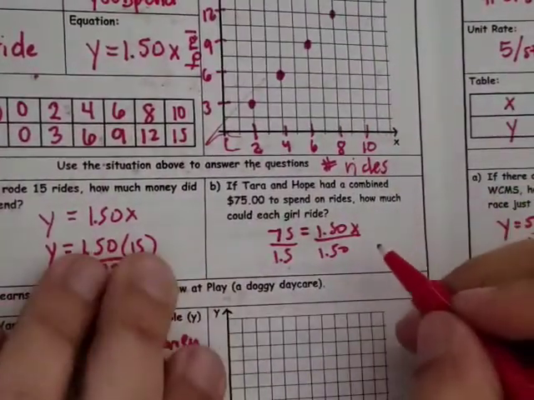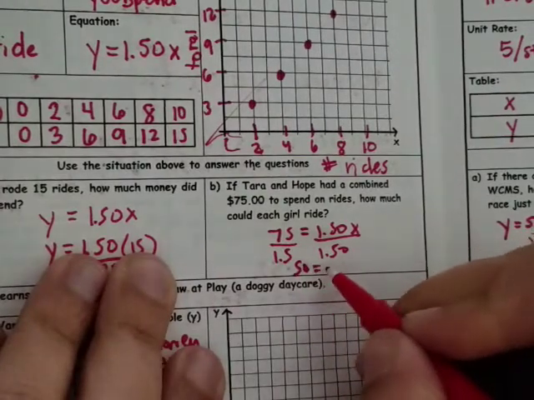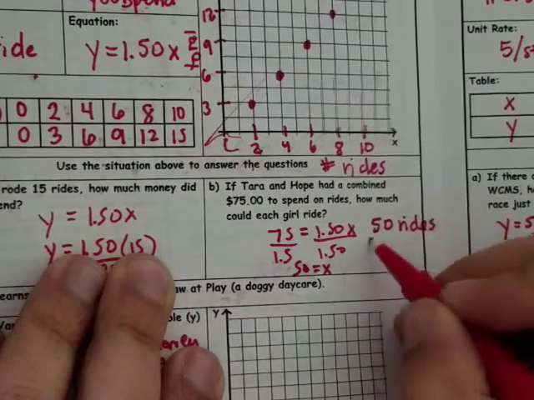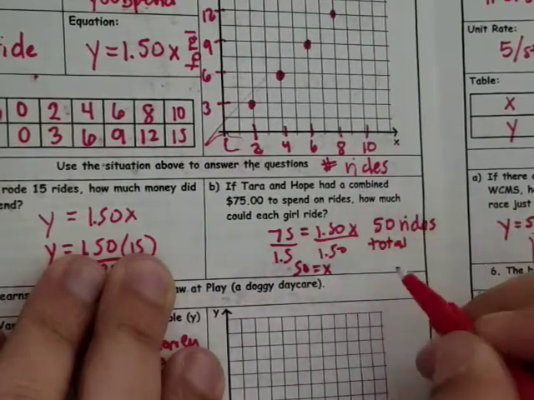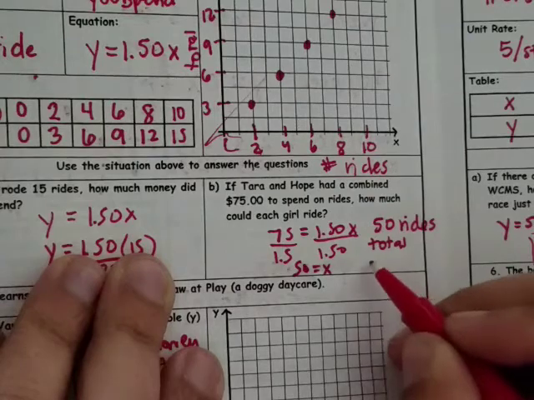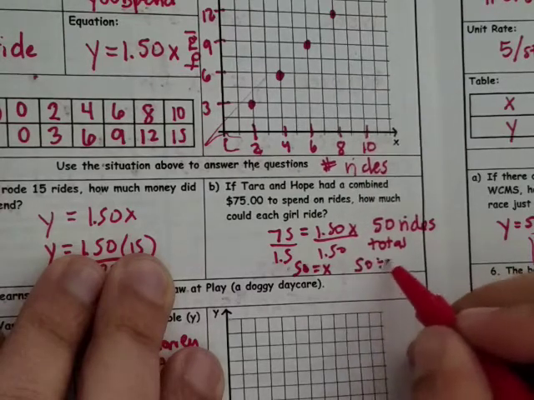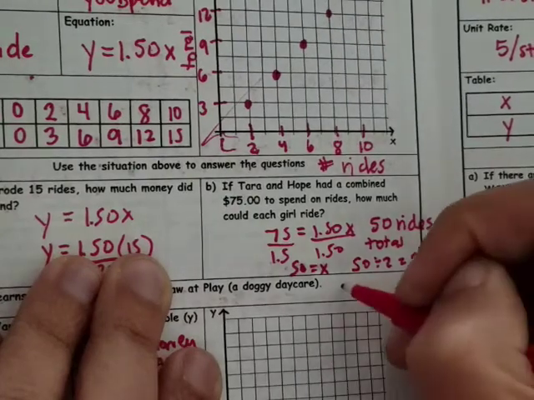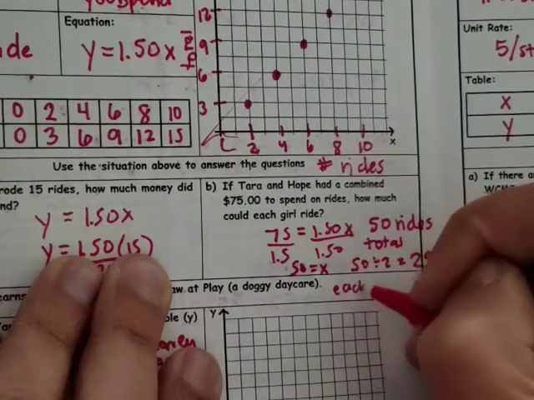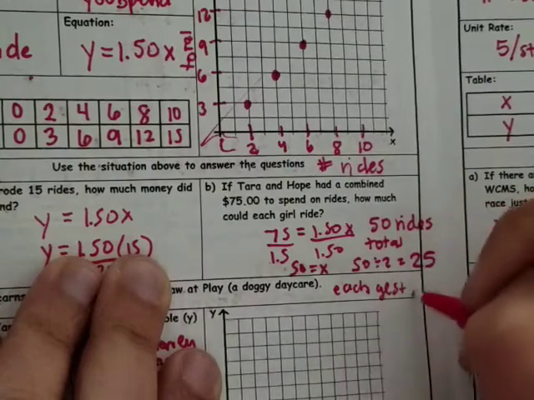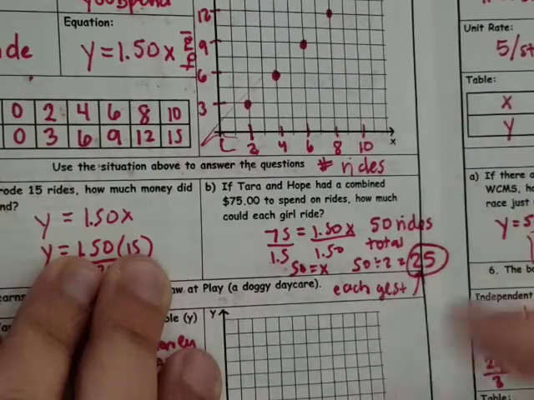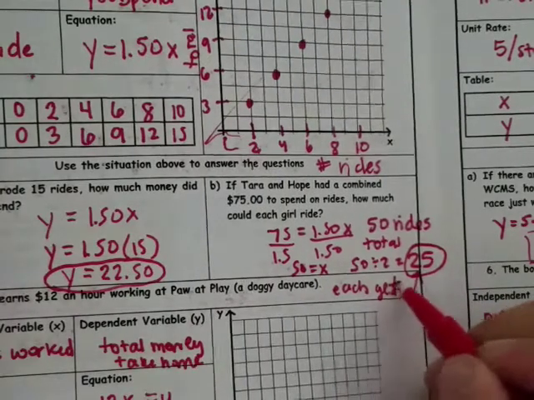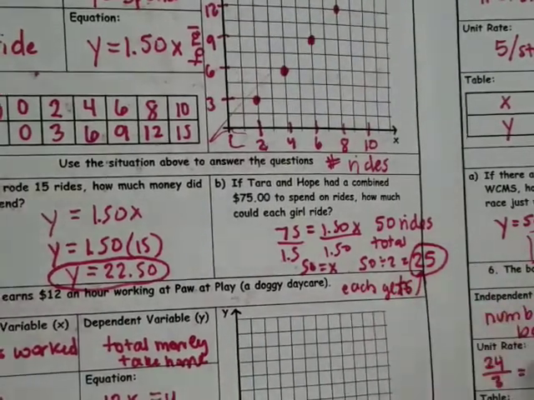Now each girl, they're going to split that in half. So 50 rides total. So the question said how much does each girl ride? So 50 divided by 2 gives me 25 rides per person. So each girl gets 25. Each girl gets 25 rides.